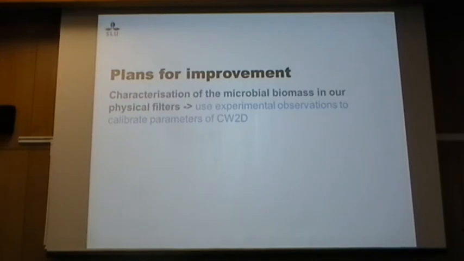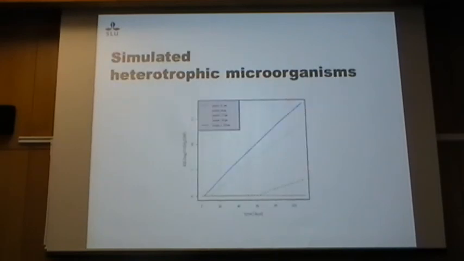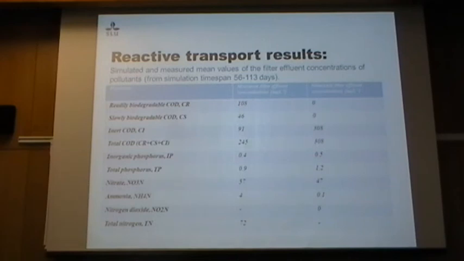So what we really want to do now is to characterize the microbial biomass in our physical filters. We are setting up a new experiment, and we are discussing some method to use so that we can really quantify, well, not the exact, but the amount of biomass that we get in our filters when we are irrigating them with greywater. And when we have some observations of this, we can use them to calibrate some of the parameters of the constructed wetlands module. And when we have done that, I do think that we will get much better results here.